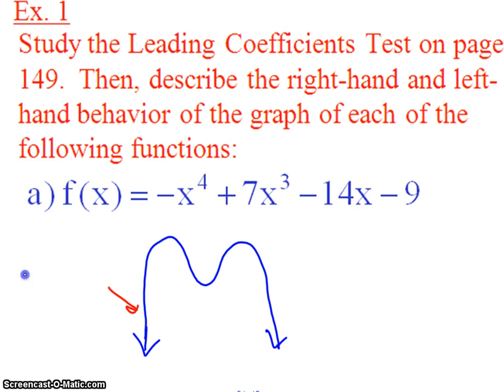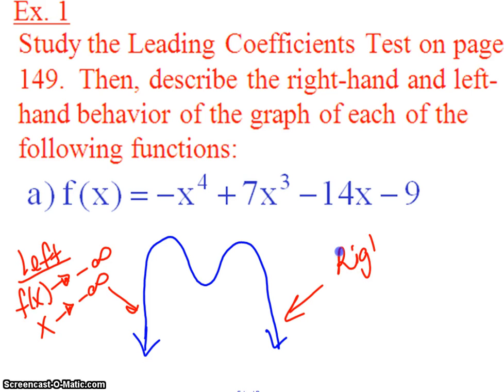So on the left side, what's going on? Your function is going down as x is going to the left, because you're talking about the left. What about the right side? Your function is going where? Down. And since you're talking about the right, your x is going to the right, to positive infinity. Okay, try this one on your own.